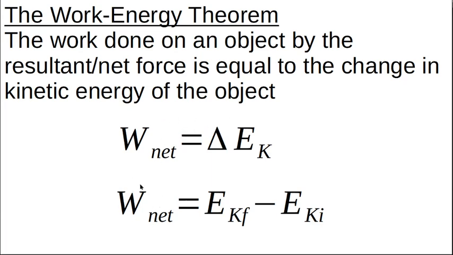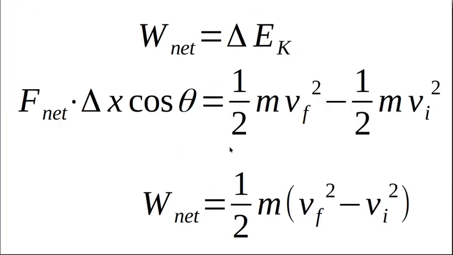So these two formulas work hand in hand, okay? So the net work is equal to the change in kinetic energy. We know delta means final minus initial. So the net work is the final kinetic energy minus the initial kinetic energy. So we need to be flexible. Once we know the net work is equal to the change in kinetic energy, we need to be flexible in how we use the formulas.